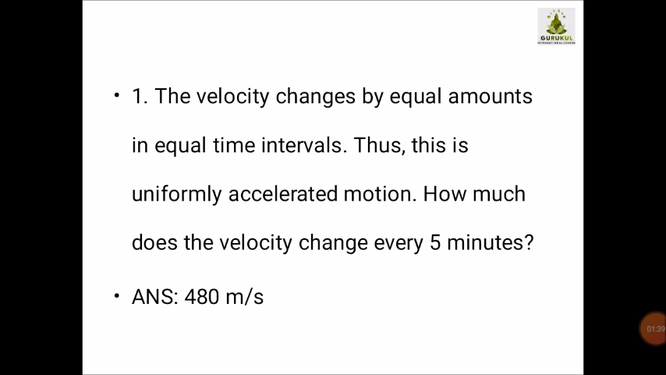Now the velocity changes by equal amounts in equal intervals of time. Thus this is uniformly accelerated motion. How much does the velocity change every 5 seconds?